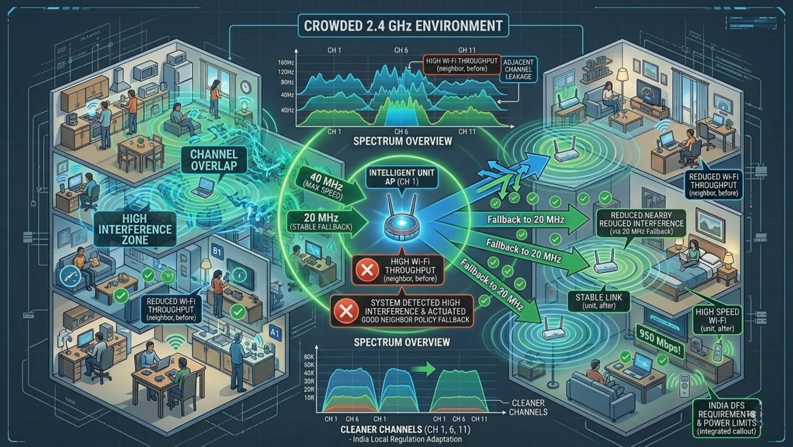In this video, we'll explore how the 20 and 40 MHz coexistence mechanism works, why access points automatically fall back to 20 MHz, and how this impacts Wi-Fi performance.